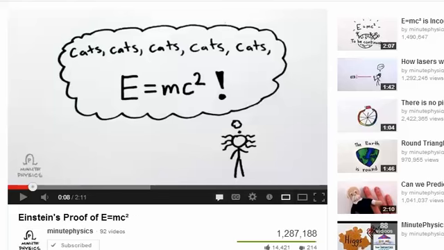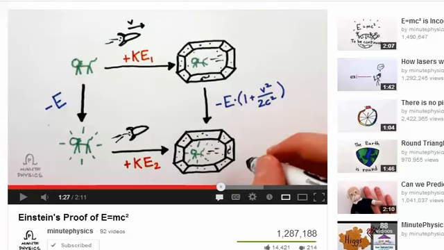cats equals mc squared. Now here's the key concept behind this proof: we've got a cat and it flashes, and as the observer we're going to do two operations that should result in the same observed energy.